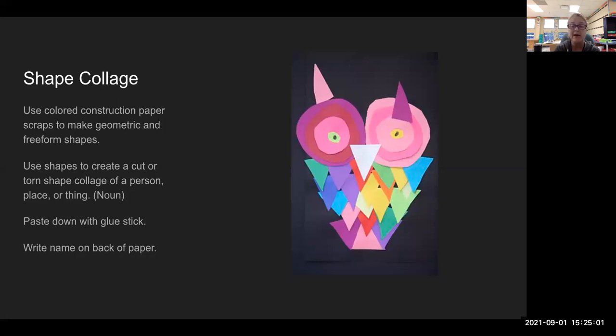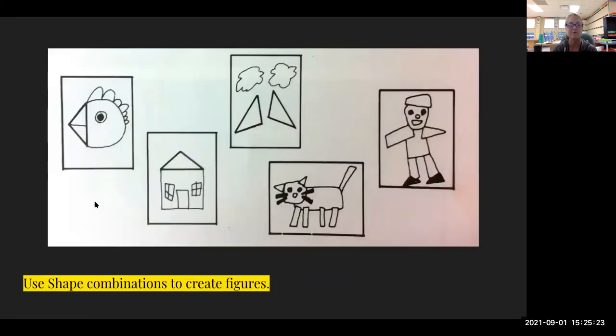And once you have the shapes that you want, you're going to glue them down, and you're going to make a person, a place, or a thing. That is called a noun. You'll learn about those someday, but for now we're just thinking of it. I want you to do some kind of a person, place, or a thing. An owl is a thing. So let me give you some other examples.